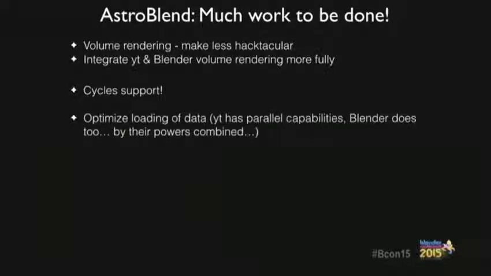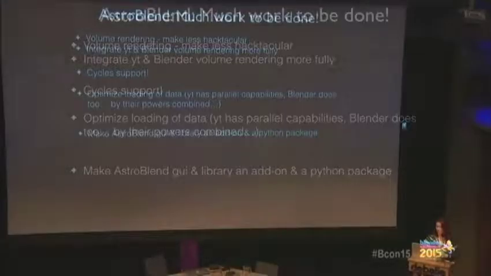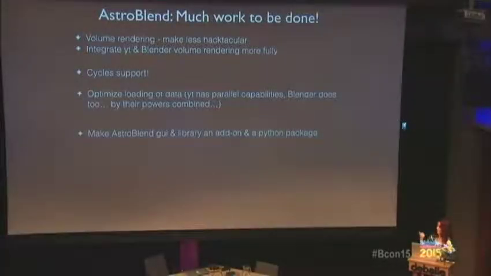And again, the loading of data isn't optimized right now, so yt can do things in parallel. I just haven't put that in because, one crisis at a time. So right now, AstroBlend is a package you can download from Bitbucket, but it'd be great to also make it a Python package, since that's what computational physicists are used to, and also make it an add-on so people like you guys can use it.